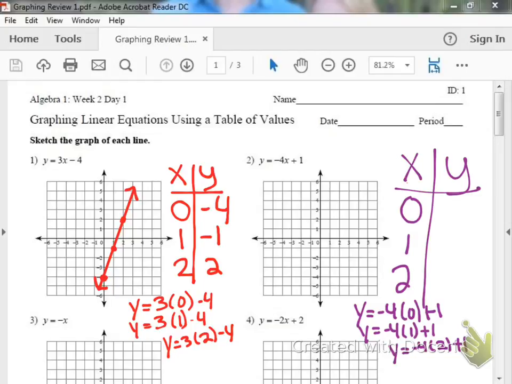Alright, -4 times 0 plus 1 is 1. -4 times 1 is -4, wait, no, that's not right. -4 times 1 is -4, and then plus 1 is -3. -4 times 2 is -8, and -8 plus 1 is -7. When I graph the first point, I go side to side 0, I go up 1. For the second one, I go right 1, down 3. And for the last one, I go right 2, down 7. Connect those. Arrows on the end.